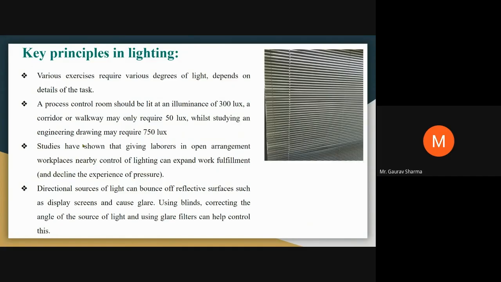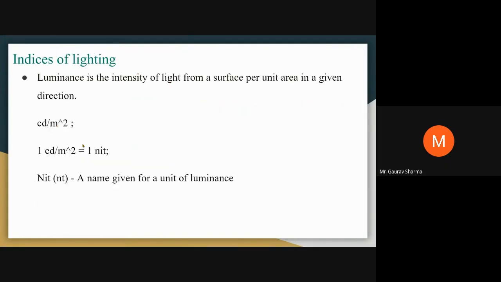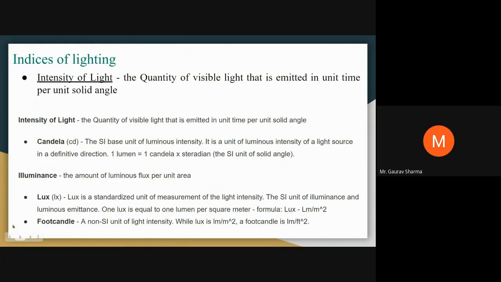Various exercises require various degrees of light, depending on the details of the task. That means the finer the task we are going to perform, the more lighting it requires. A process control room, like working in any industry, will be lit at an illuminance of 300 lux. That is the basic requirement. A corridor or a walkway may only require 50 lux. So you can relate what the measurement of the lux is here. I told you that 1 lux is the luminance we are measuring per meter square.